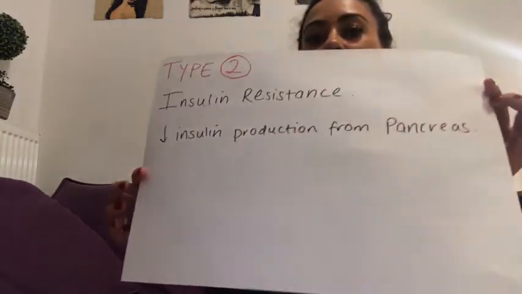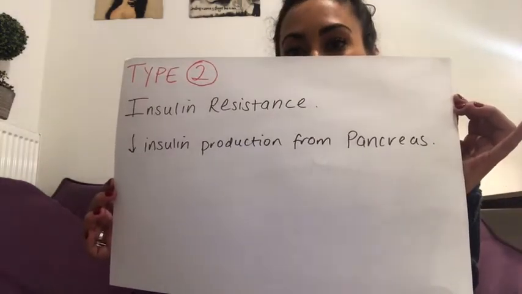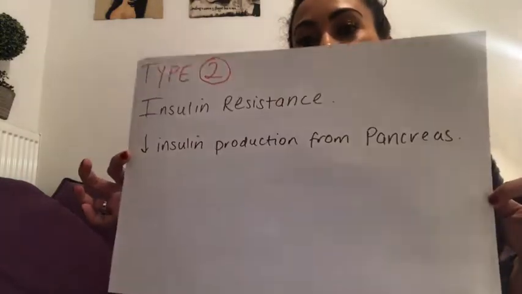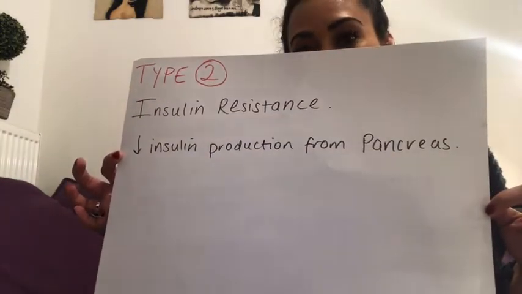We also have another type of diabetes, which is type 2 diabetes. So type 2 diabetes is known as insulin resistance. The body is still producing insulin, but the cell is not recognizing the insulin, and therefore insulin cannot do its job to take the glucose from the blood into the cell. Hence, we have a decreased insulin effect, with glucose remaining in the blood.